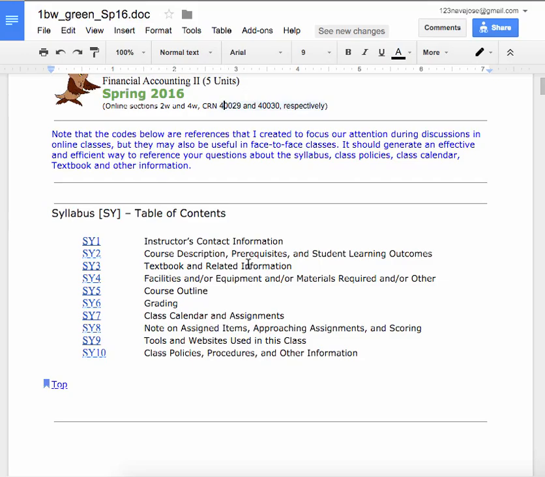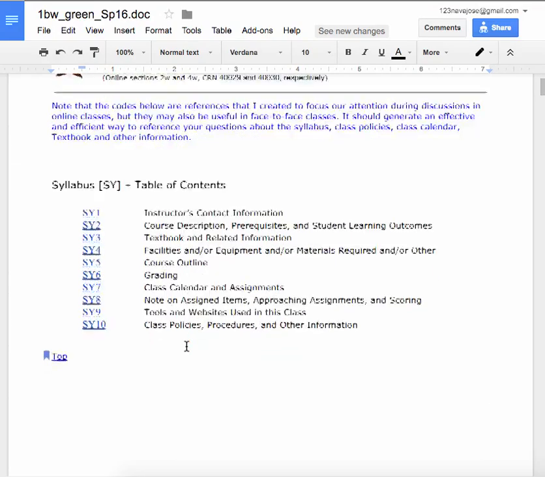The syllabus itself is arranged by sections 1 through 10, or SY1 through SY10. As you can see, you have instructional information, course description, textbook, facilities, equipment, course outline, grading, and so on. Now, the grading is the one that you're probably gonna spend some time on to make sure you understand it. The textbook info as well, if you haven't bought the textbook yet, and then the class calendar will be also very important to understand. So that's where I'm going to be focusing most of my time in this syllabus.